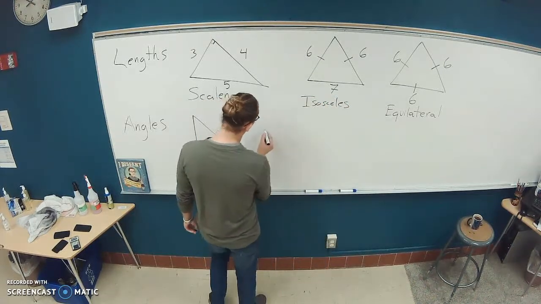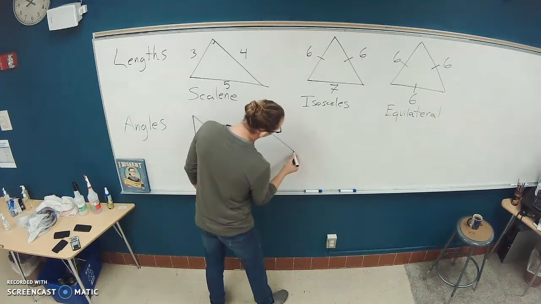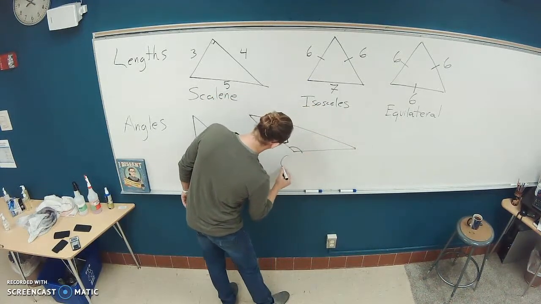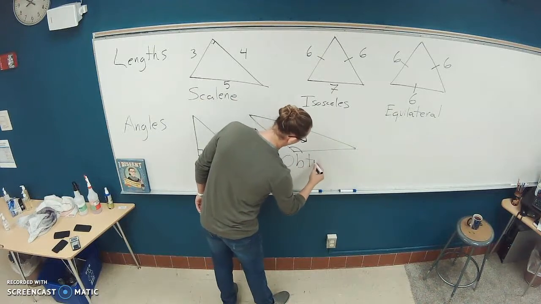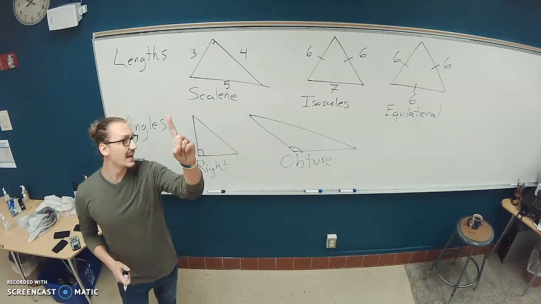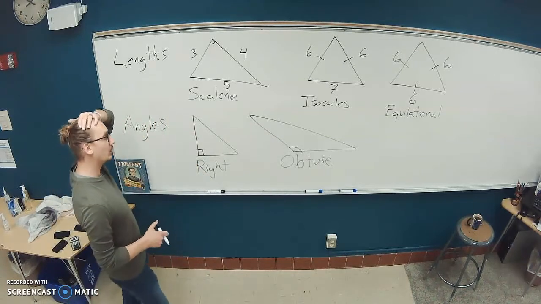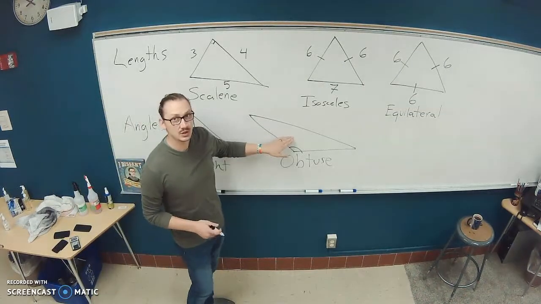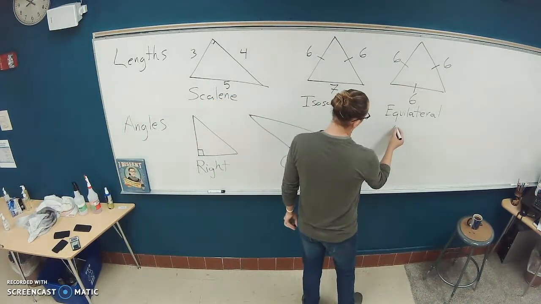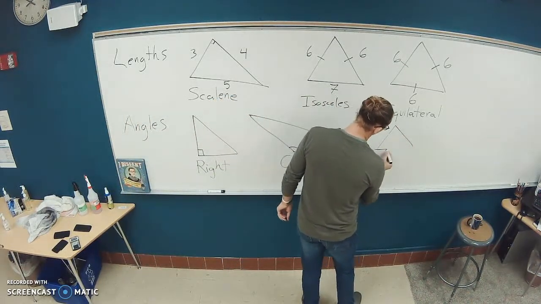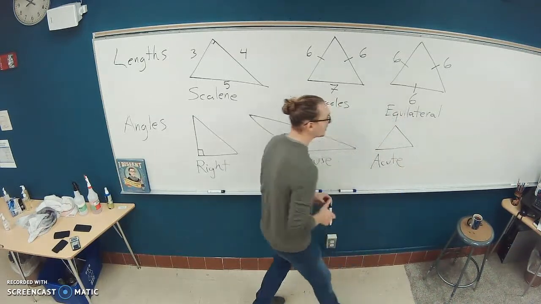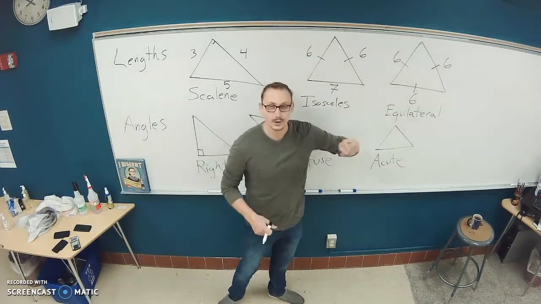Another type of triangle, and if you remember your angles, this is obtuse. If there is one angle greater than 90, and it only takes one angle greater than 90, it is an obtuse triangle. There's also, as you can imagine, an acute triangle. Now, I want to talk about the difference between obtuse and acute really quickly.